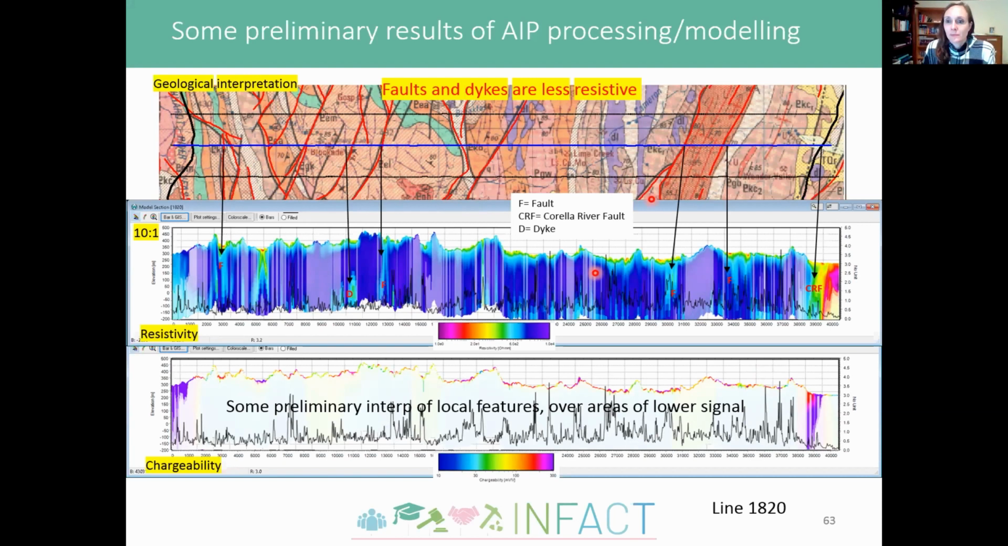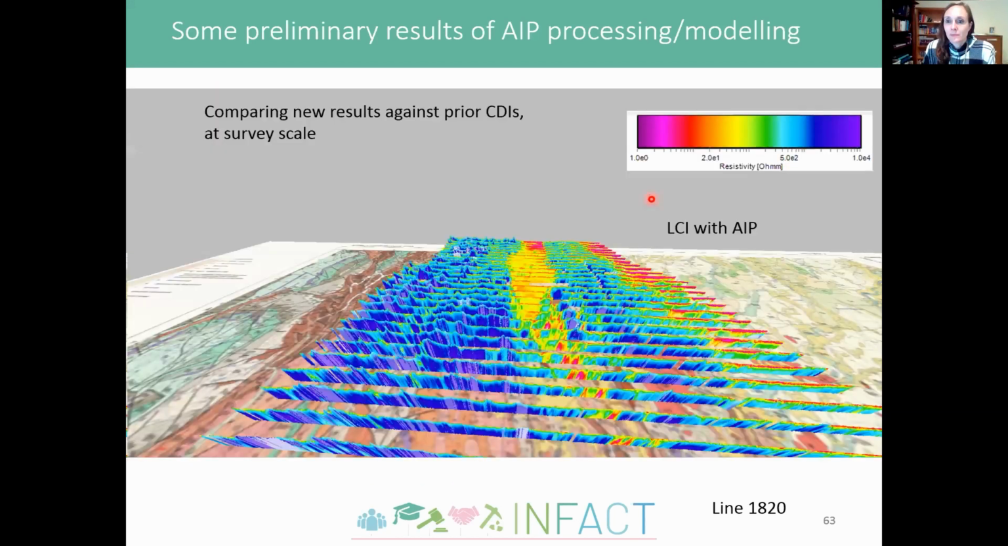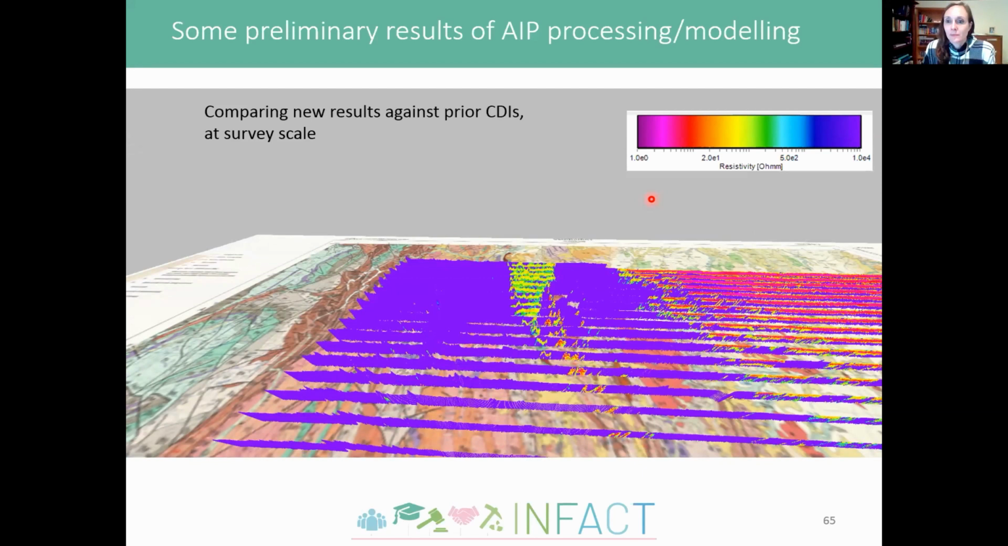Now I'm going to show you a comparison between what we are achieving and what was the state of the art before. So again, these are the resistivities we are obtaining if we do this layered earth inversion with airborne IP modeling. We compare it against the CDIs. So this was what was available earlier. The CDIs are different for two reasons.